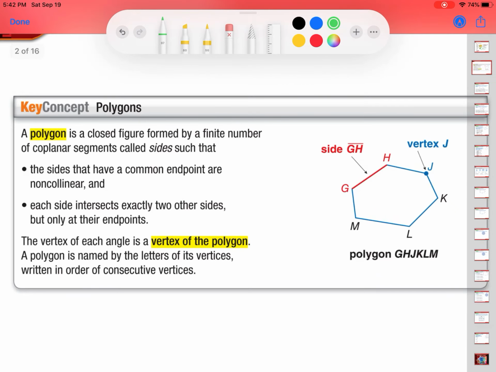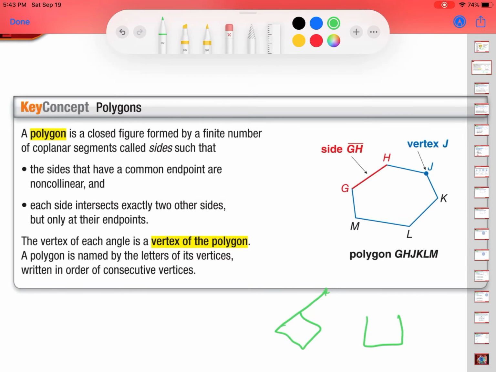So a polygon is a closed figure formed by a finite number of coplanar segments called sides, and such that, blah, blah, blah. It's a shape made of straight lines, and they all connect. It's a closed figure. So something like this is not a polygon because we have this side that doesn't connect to anything. So it has to be a closed figure, big picture, and it can't have rounded sides.